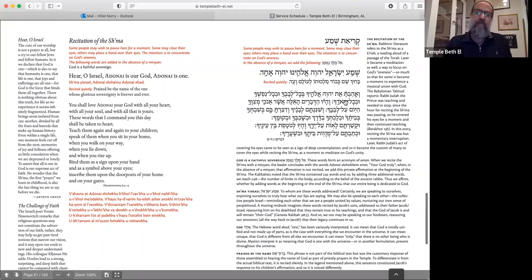Because it's almost iconic. Most people who are regular daveners have probably memorized it. As opposed to the second paragraph, which you'd be hard pressed to find your regular old Jew in the pew who's memorized that second paragraph.